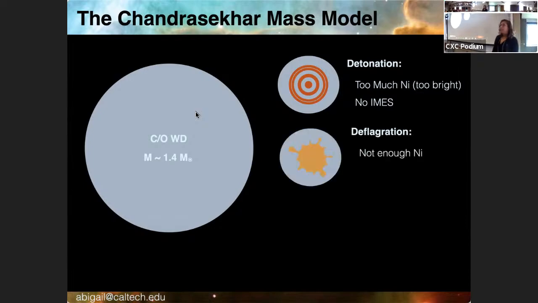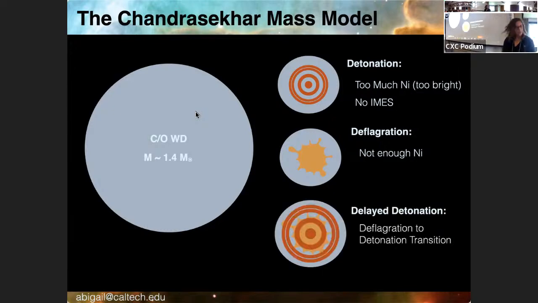If you instead deflagrate the carbon-oxygen white dwarf, so burn it subsonically, you get almost the opposite problem. You don't get enough nickel to be bright enough to be a normal type 1a supernova, and you have this excess of unburnt material and intermediate mass stuff. So what we've come up with, what's currently the state of the art while blowing up a Chandrasekhar mass white dwarf, is the delayed detonation model, which basically we deflagrate for a little bit, which allows us to puff up the white dwarf, make it hotter and less dense before transitioning to a detonation and creating the nickel that we need to create the explosion. So in this way, you get less nickel. It's normal brightness.